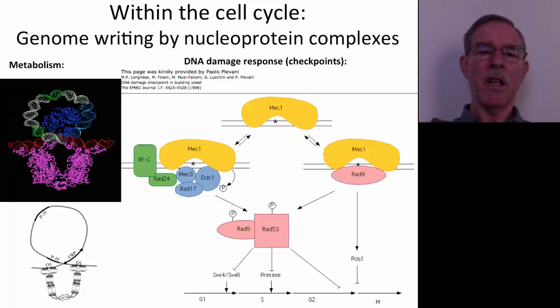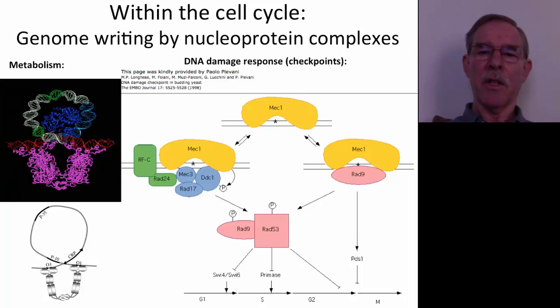Whether the cell utilizes lactose or not is controlled within the cell cycle by this complex. And this complex contains information about the history of the cell, the availability of glucose, the availability of lactose, and this is a short-term metabolic regulatory nucleoprotein complex.